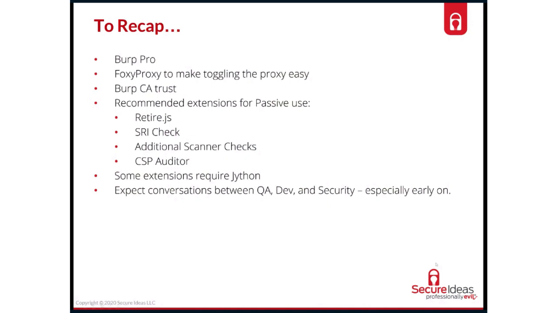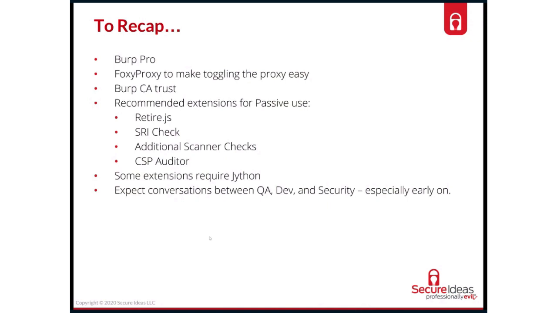The extensions I recommended were these four here: Retire.js, SRI check, additional scanner checks, CSP auditor. That's for passive use. There are definitely other ones I would recommend that provide great value for actual testing. But for this particular use case, those are the four. Half of them, it turns out, require the Jython standalone jar, so you need to download that. And then under the Burp extender in the options, you need to point to that jar.